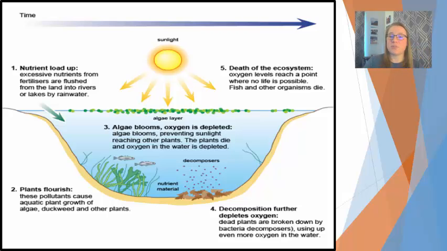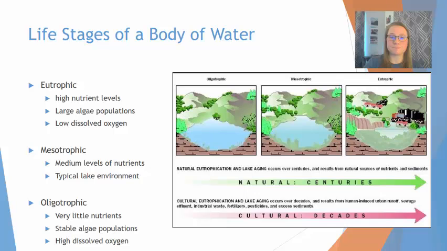Now, as those plants start to die and decompose, eventually that is going to lead to the using up of all of that dissolved oxygen by those decomposers. Those algae are going to quickly run out of nutrients once that nutrient load diminishes, and they will also die and decompose and use up all of that oxygen. And because there is not very much oxygen left in that ecosystem, that will lead to the death of the ecosystem, and there will be massive die-offs of fish and other organisms.